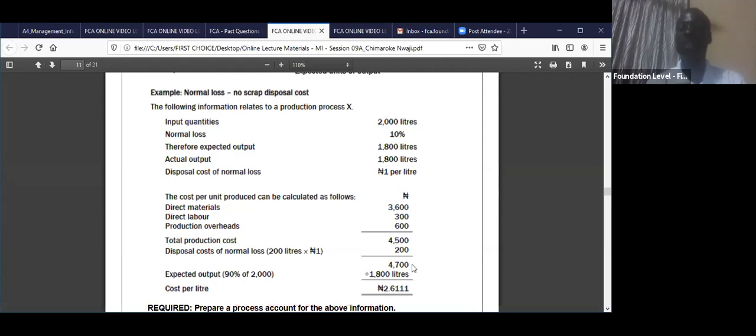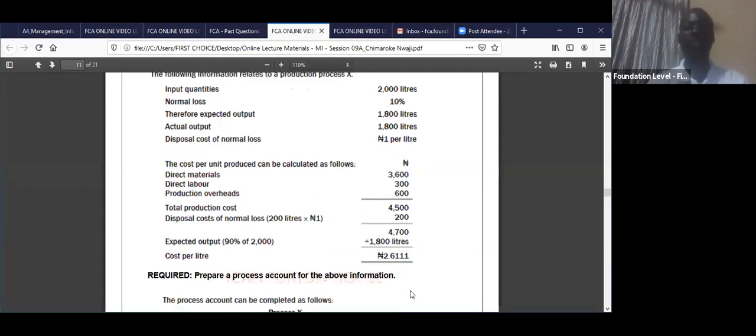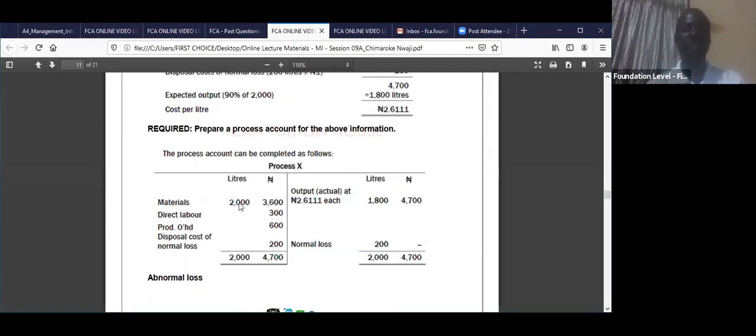This 4,700 will be shared among the expected output. So you see it has increased from 2.5 before, when we had no recovery value, to now 2.6111. Now look at the process cost. You now see that everything remains the same, 2,000 here, but the additional thing here is the disposal of normal loss. Disposal of normal loss is now 200.